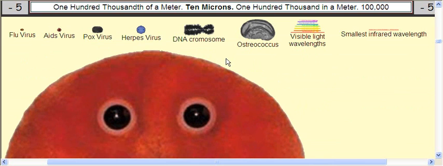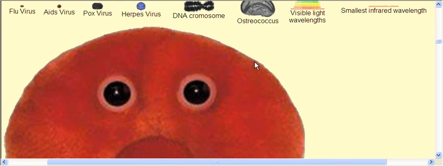So let's go down one. This is 10 microns. This is the osteococcus, the smallest animal, DNA, herpes virus. Chromosome, DNA chromosome, herpes virus, pox virus, AIDS, flu, and such. Visible light here. And this is the red blood cell next to the smallest animal, or the red blood cell next to the DNA chromosome.